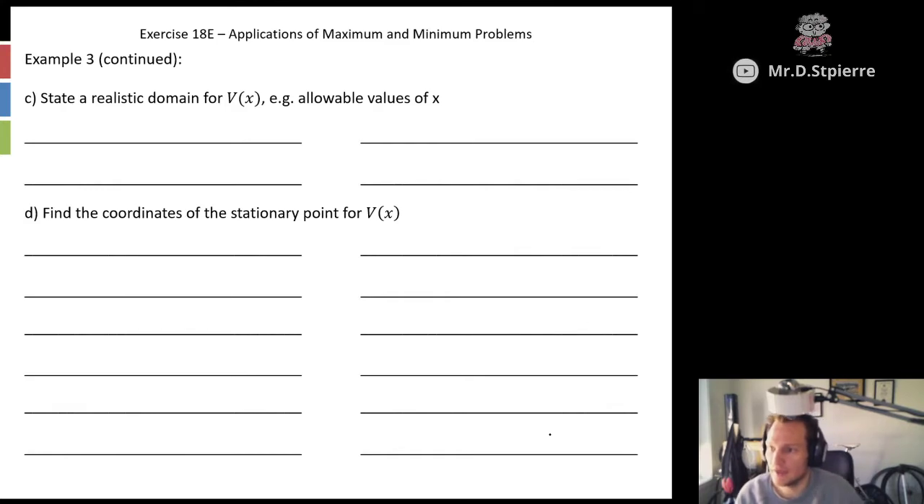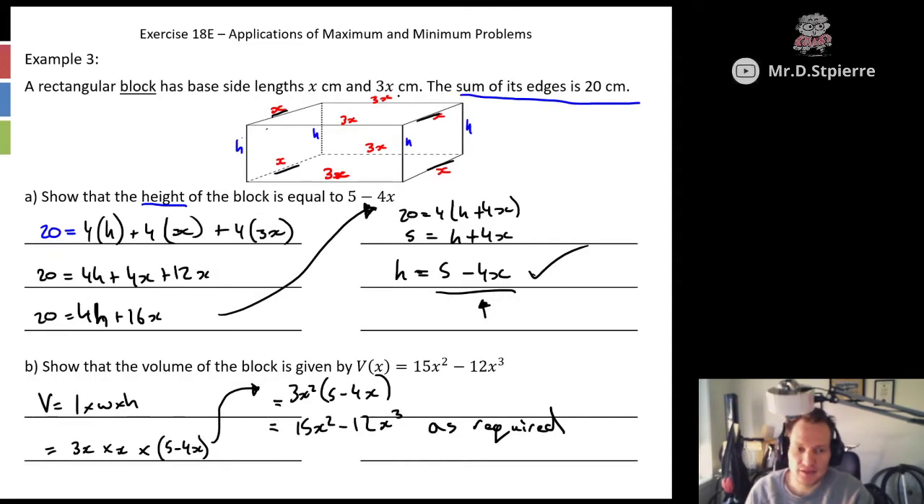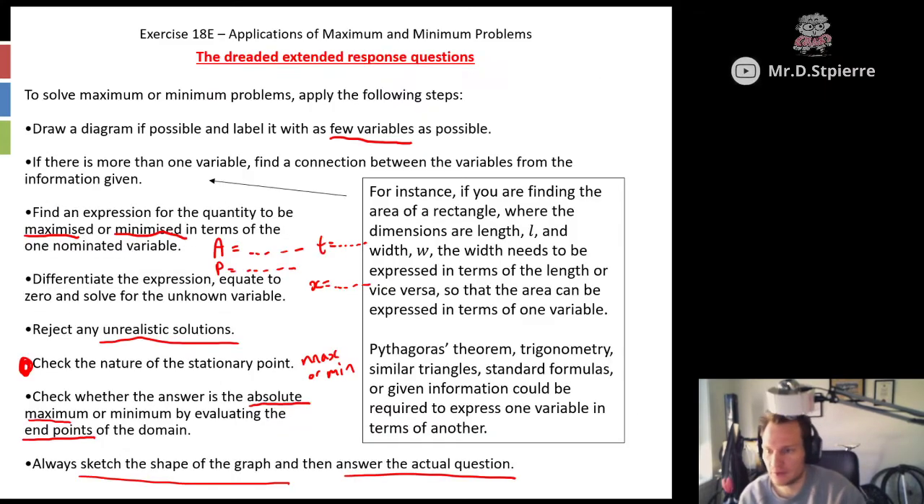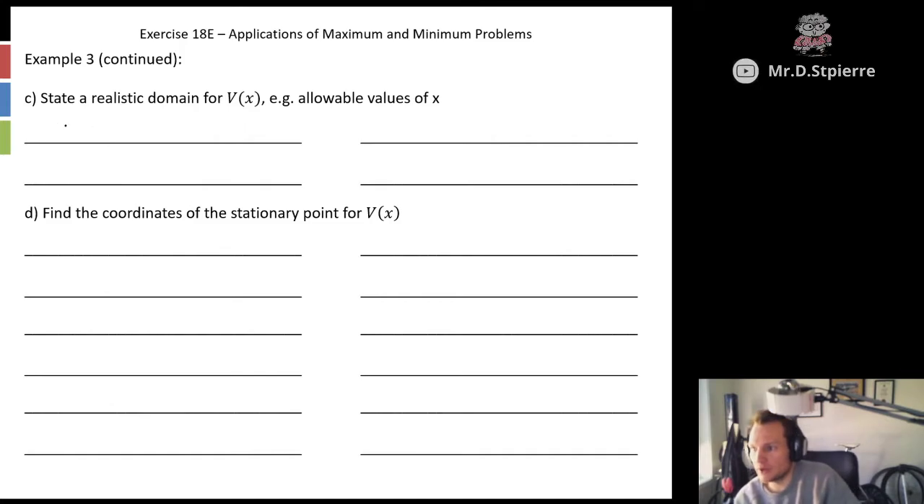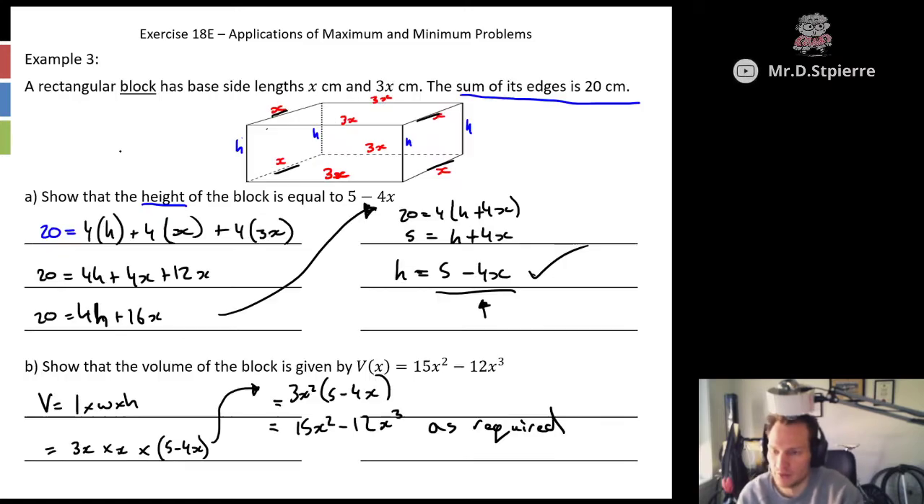Okay. State a realistic domain for V of x, e.g. allowable values of x. Okay. This takes a bit of intuition. We know x can't be less than 0. We can't have a negative distance. So straight off the bat, we know that x must be greater than 0. Okay, and it can't even be equal to 0. We certainly can't have an edge equal to 0. So x must be greater than 0.